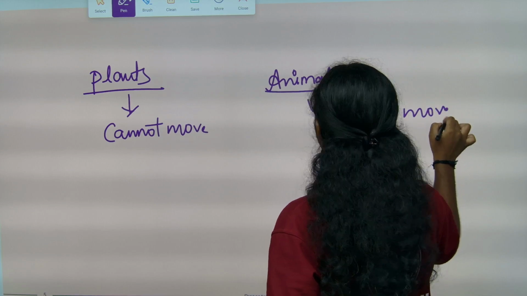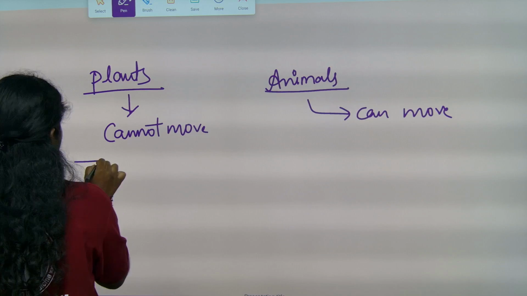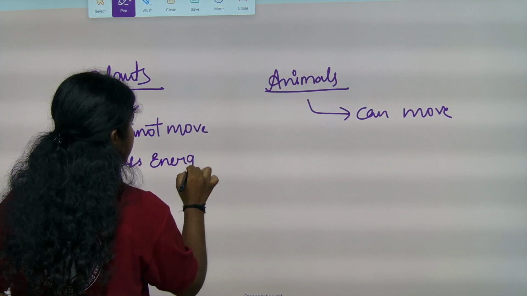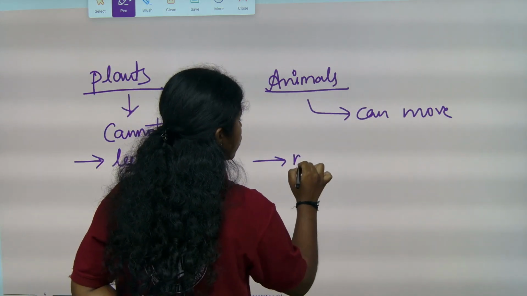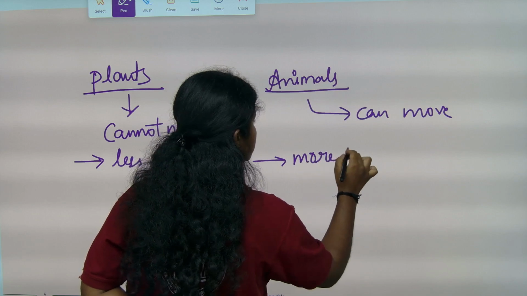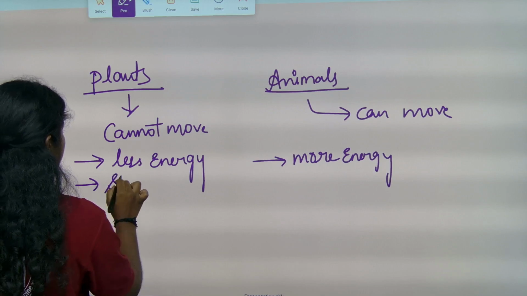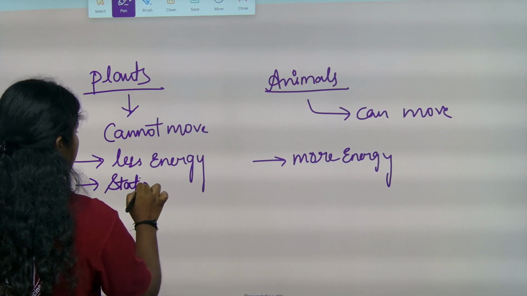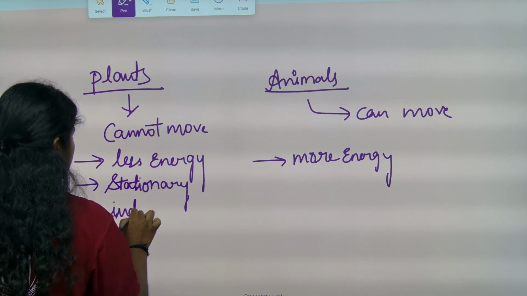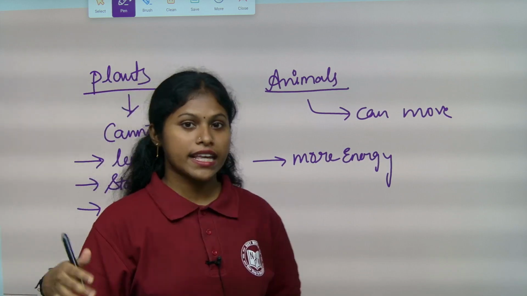Who needs more energy, plants or animals? Of course, plants need less energy. Animals need more energy because they are mobile organisms. Plants are stationary. They are fixed at one place, and the growth of plants is indefinite. Some plants grow in width, some grow in height, so the growth is indefinite.